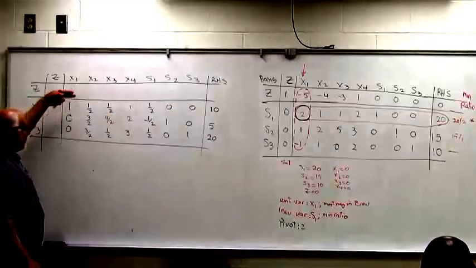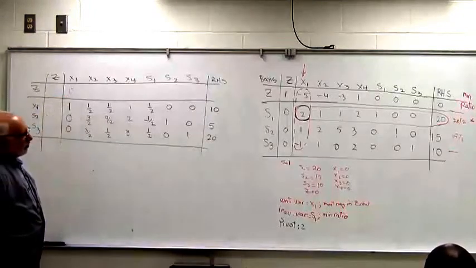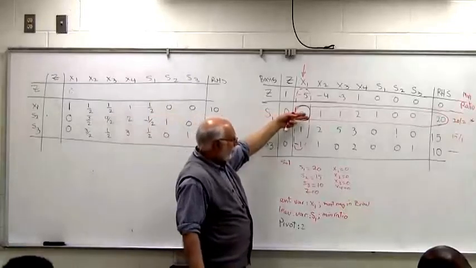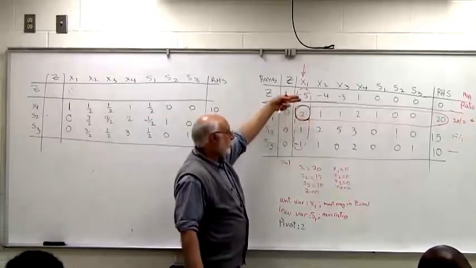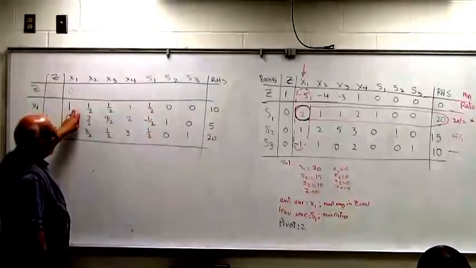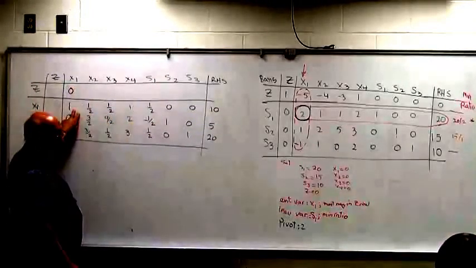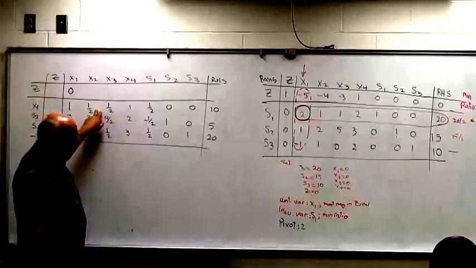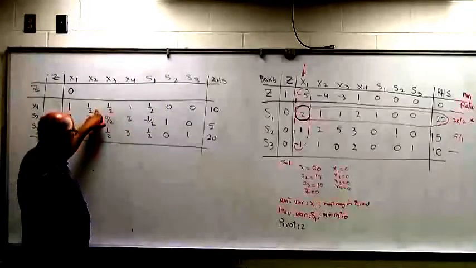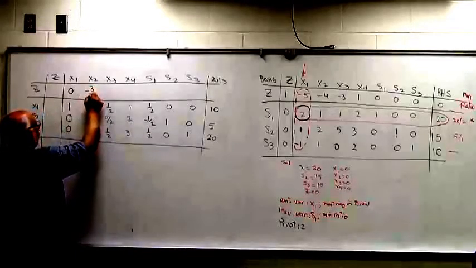I have to do the same thing in the Z. I have to make that 0. So what I'm going to do is either multiply this by 5/2 and add it up here, or just multiply this row by 5 and add it up there. Multiply by 5 is 5 minus 5, that is 0. Multiply by 5 is 5/2 minus 4, that's 2.5, 1.5, so it is negative 3/2.